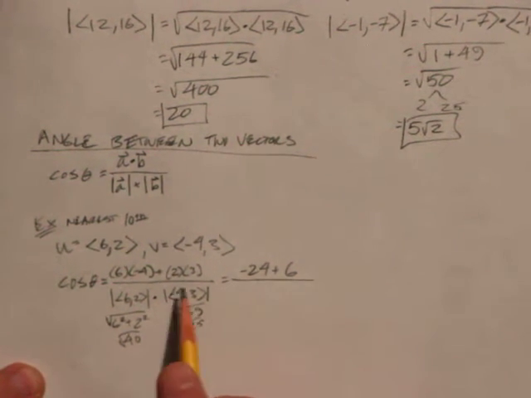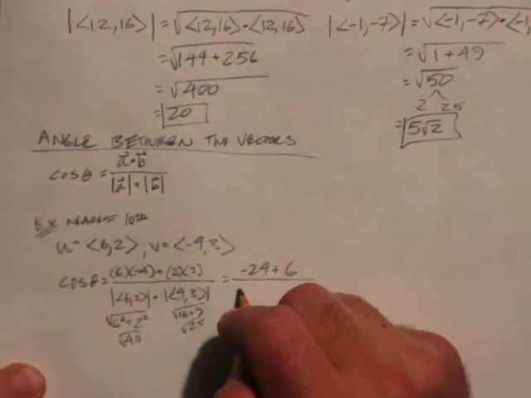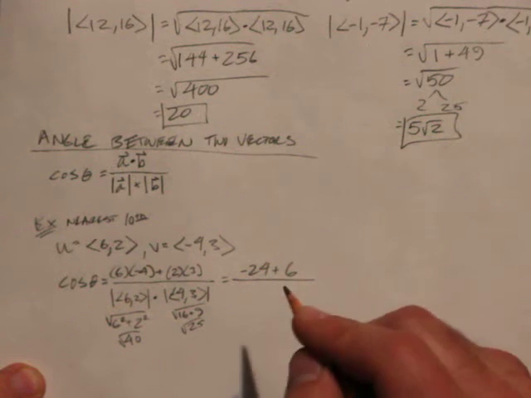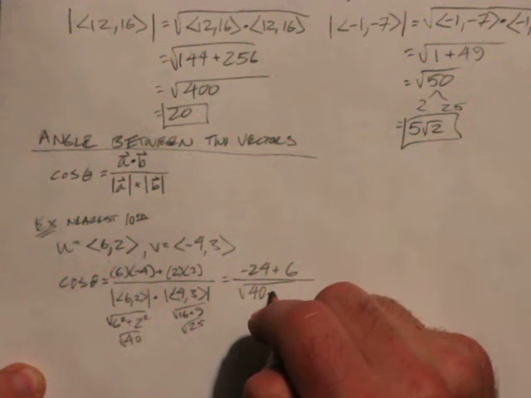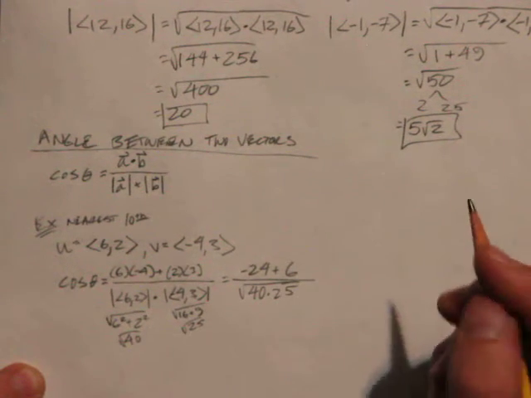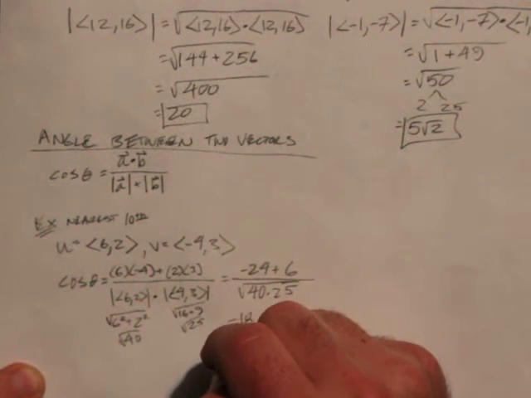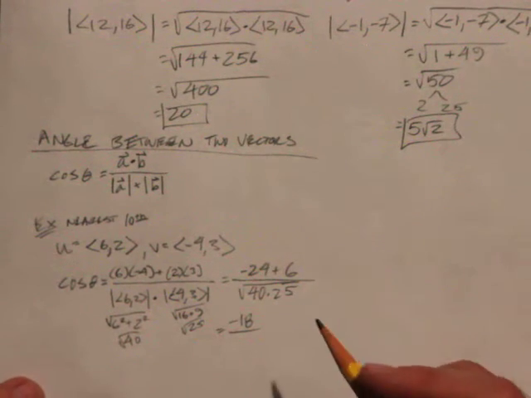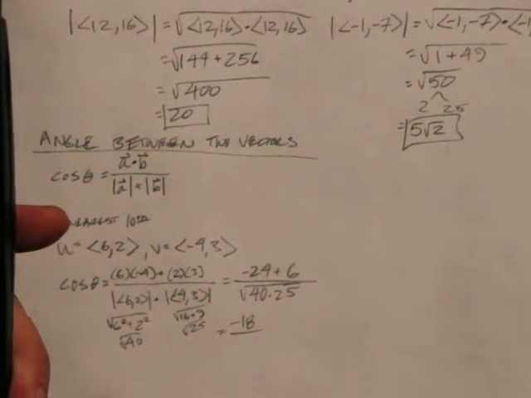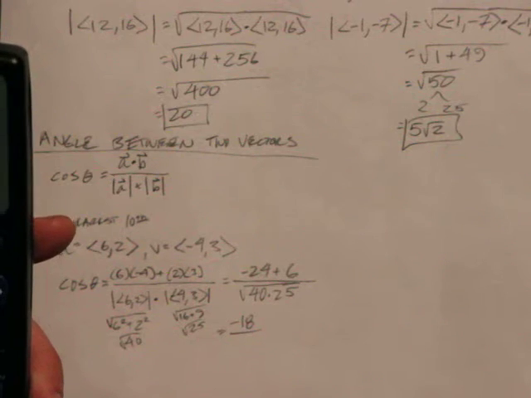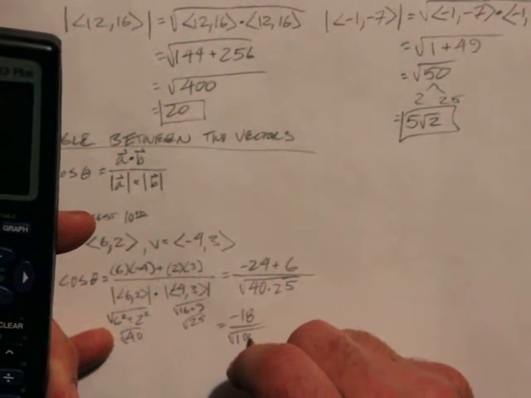Okay, so let's keep going here. So this denominator should be the square root of 40 times the square root of 25. Negative 24 plus 6 is negative 18. 40 times 25 is 1,000. Alright, square root of 1,000.